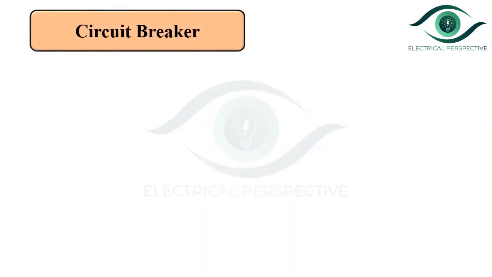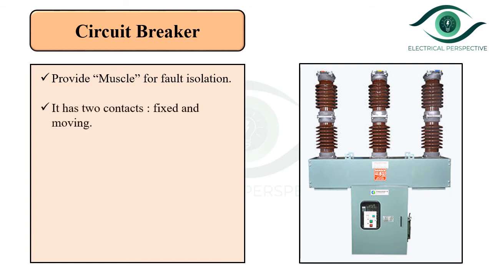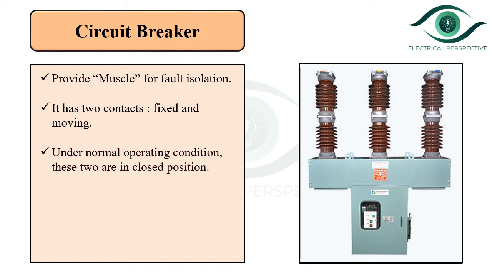Next component is the circuit breaker. As discussed earlier, relay provides brain to sense, or you can say brain to detect the fault. Now to isolate that faulty part, circuit breaker provides muscle. Circuit breaker has two contacts, fixed contact and moving contact. Under normal operating condition, these two contacts are in closed position.